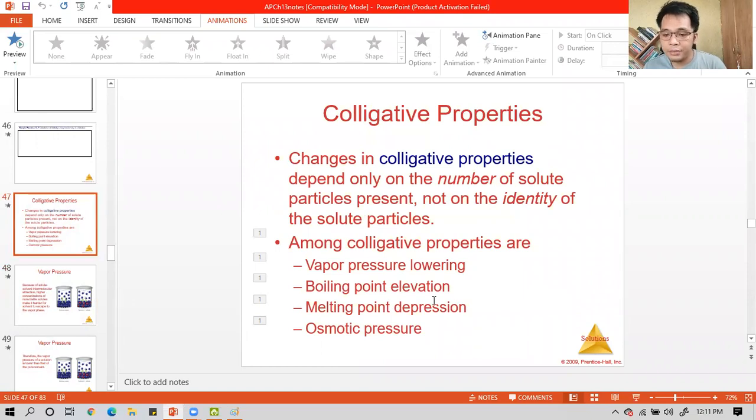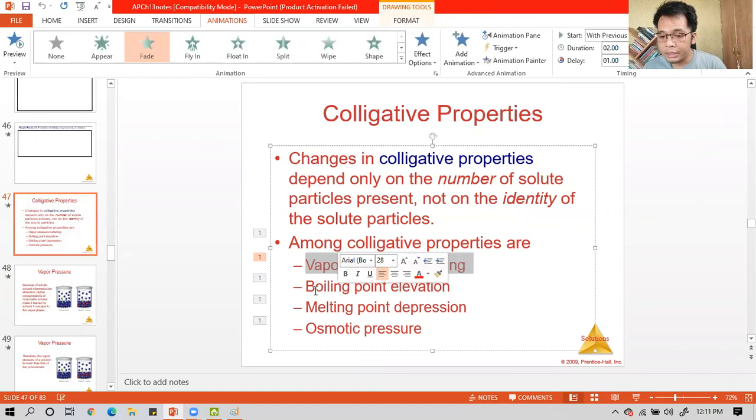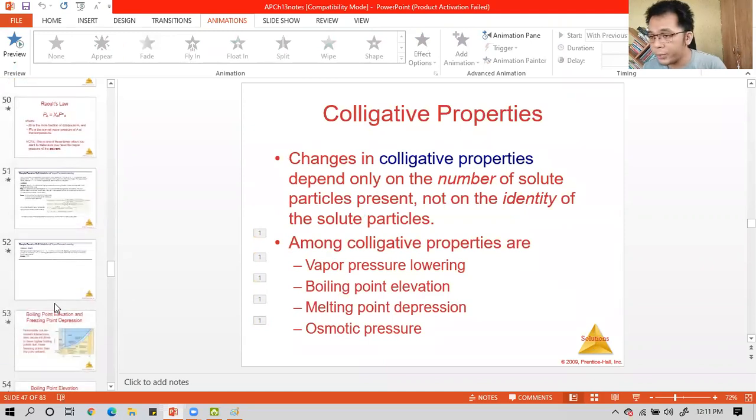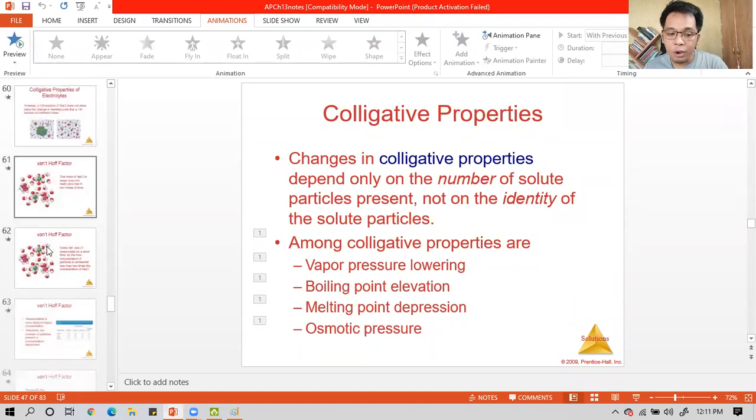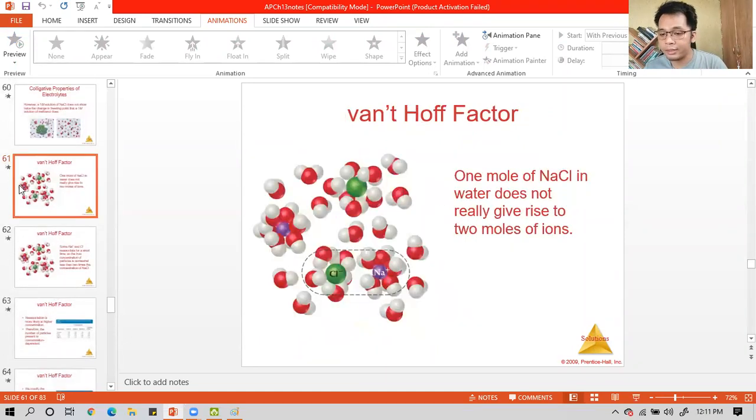We will tackle the four colligative properties of solutions, which only depend on the number of solute particles present: vapor pressure lowering, boiling point elevation, melting point depression, and osmotic pressure. These four have formulas. And we will also consider the van't Hoff factor for the presence of ionic solutes, for the electrolytes. We will see that in that part of our lecture.